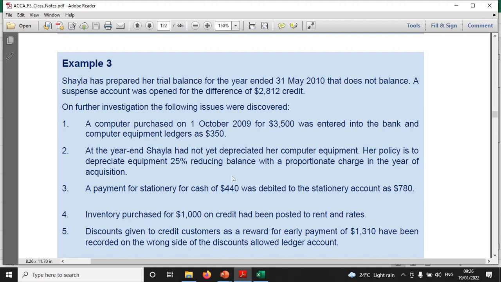At the end, Shayla had not yet depreciated her computer equipment. Her policy is to depreciate equipment at what? 25% reducing balance, with the proportionate charge in the year of acquisition. So what are we to do? The depreciation relates to the computer, right? So identify the accounts. We are going ahead of ourselves because we have to deal with depreciation. But what is 25% of 35? 875.